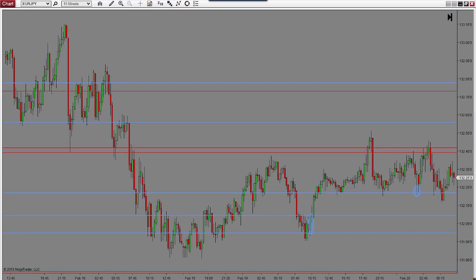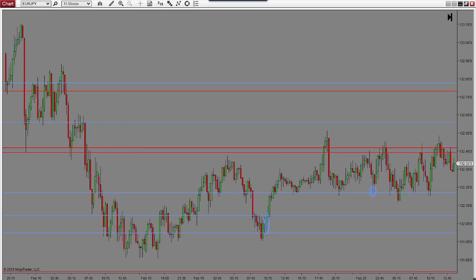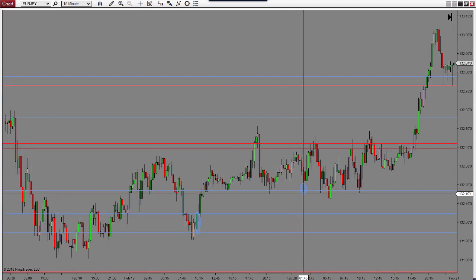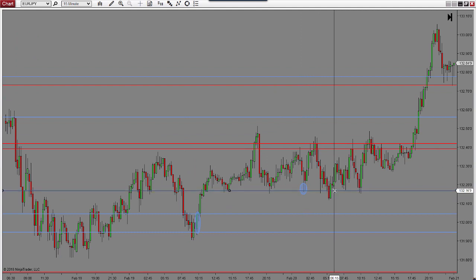Now this is interesting. I'm not really sure which one of these lines is associated with this ellipse. I believe it's actually this bottom one, right here. So here's an ellipse and here's a line, so you'd be looking for a long right here. Again, this is not using any trend direction. This is just strictly using these lines. So there would be another nice trade. Let's get rid of that.